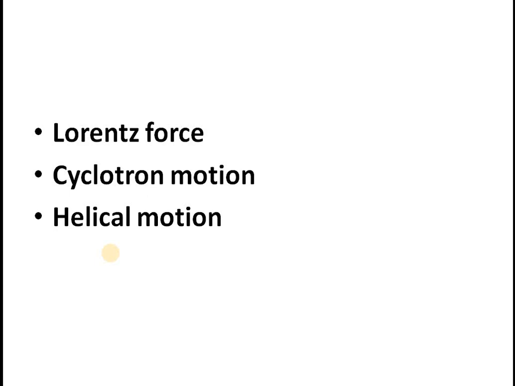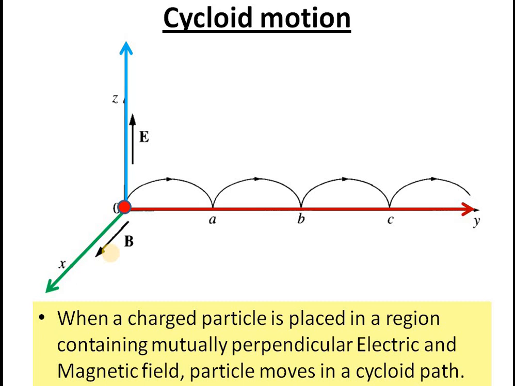So then the particle will have two motions, one is linear motion, one is cyclic or circular motion. The combined effect of linear motion and circular motion will be helical motion. So these phenomena we have seen thoroughly, and in today's class we will study cycloid motion. This is one kind of motion.